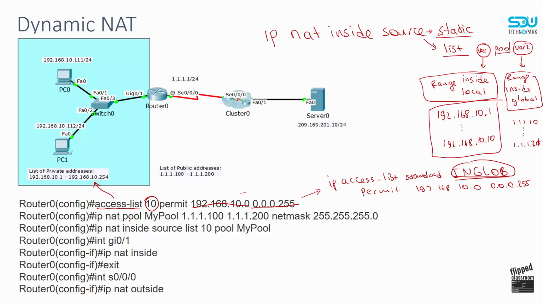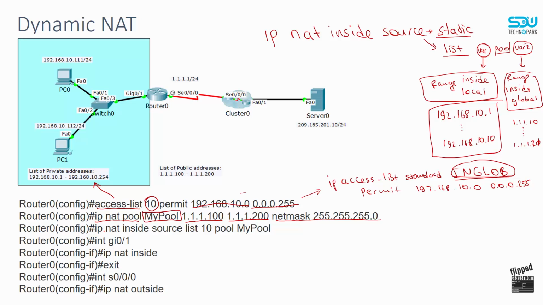Then we have to create a pool which is going to describe the public IP addresses, and it's going to be the command IP NAT pool and the name of the pool, my pool. Then you define the starting IP address, from which IP address you make translations, to which IP address, like a lower IP address and a higher IP address. And then you have to define the network mask, just the subnet mask of those IP addresses. And afterward, you have to bind these two variables together in the NAT configuration.